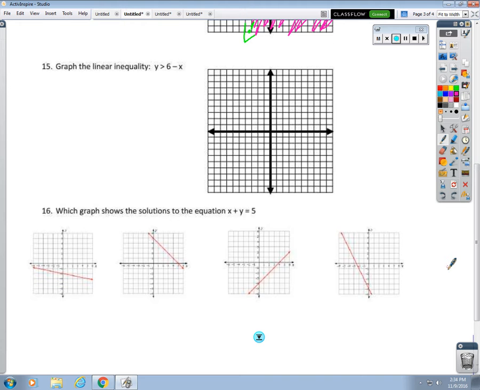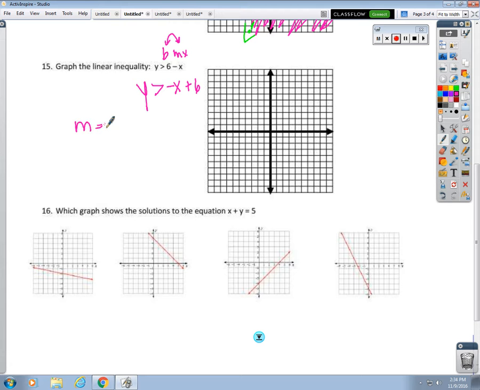Number 15. For this one, what should I take care of first? What about it? Right, it's out of order. Like, that's your B and that's your MX. They're both on the right side where they should be, but they just need to be flip-flopped. So it'll be y is greater than, the negative x comes first, and the positive 6 goes second.